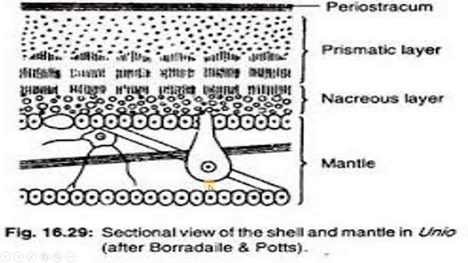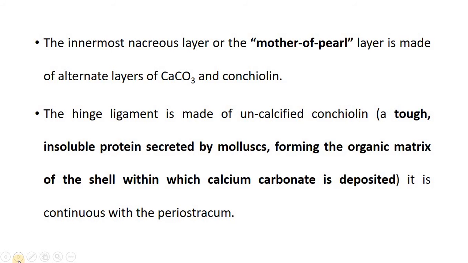Now this is again a closer view of the sectional view of the shell. Periostracum, the outermost layer; the middle prismatic layer; and the innermost nacreous layer, and of course the mantle, what we observe here. The innermost nacreous layer, or the mother of pearl layer, is made up of alternate layers of calcium carbonate and conchiolin. The hinge ligament is made up of uncalcified conchiolin, a tough insoluble protein secreted by mollusks, forming an organic matrix of the shell within which calcium carbonate is deposited, and it is continuous with the periostracum.